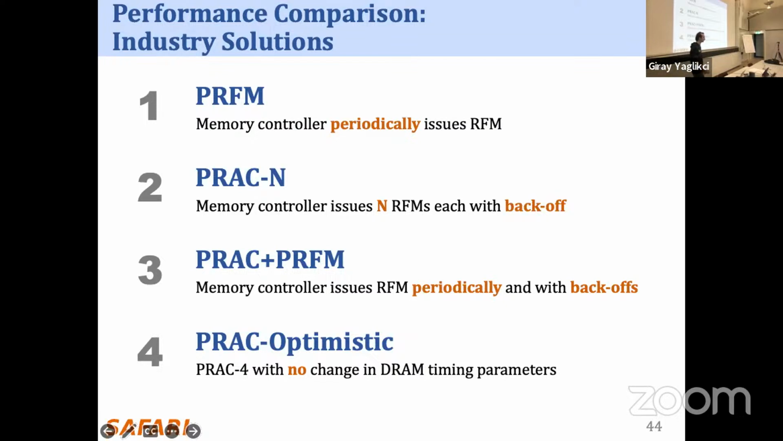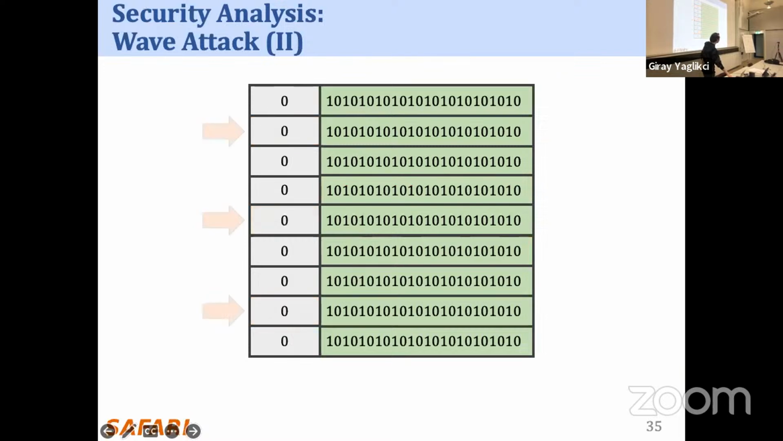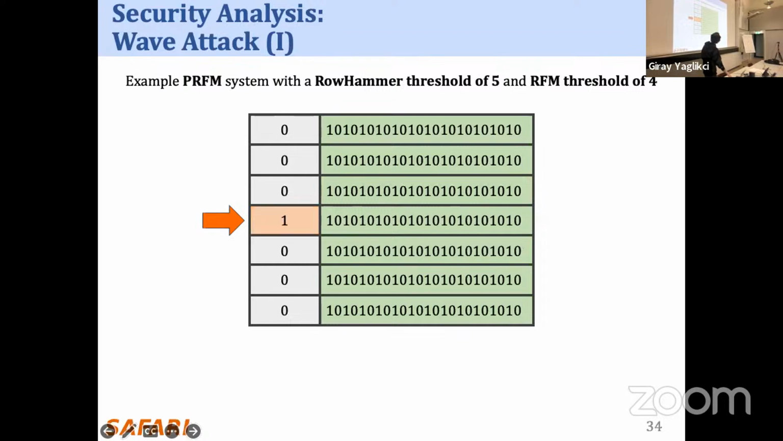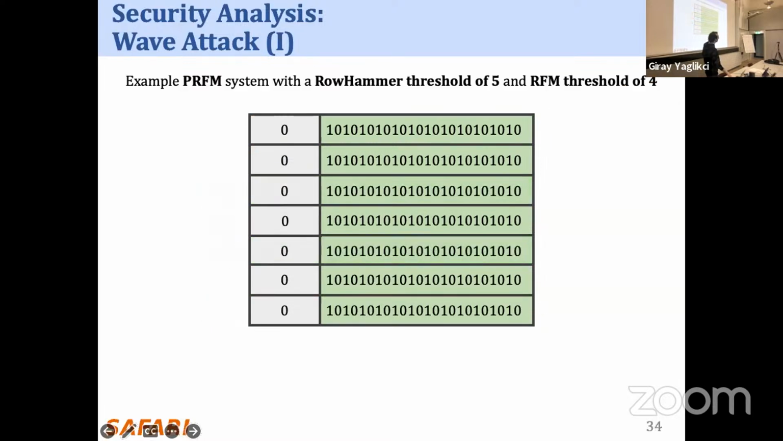Can you go to the wave attack schematic? Yes, sure. I did not get why it could increase beyond 4. So this is a hypothetical system where, you're asking why it can't go above 4 without being refreshed, right? Yes. It is because we are evaluating a PRFM system. We configured the RFM threshold to be 4. So for every 4 activations to a DRAM bank, the memory controller sends an RFM command. That's the period. 4 activates, 1 RFM. 4 activates, 1 RFM.